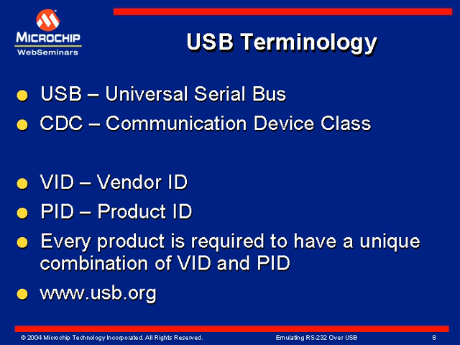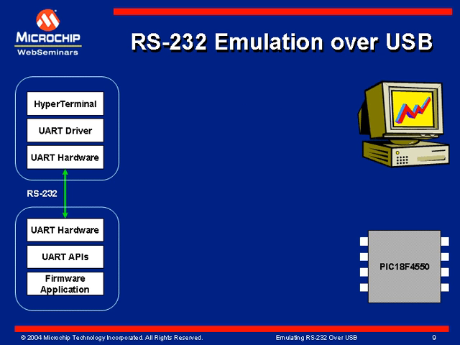Now let's jump into the main topic: RS-232 emulation over USB. The emulation of RS-232 over USB provides an easy migration path for an embedded application. The serial communication has traditionally been the most common method of transferring data between a PC and an embedded device. This slide is showing you the traditional method of transferring data over the RS-232 interface.